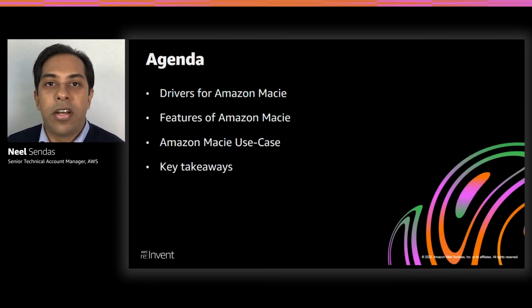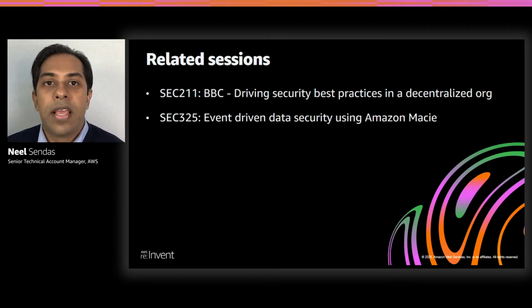So here's the agenda for today's session. We're going to talk about key drivers for Amazon Macie, some of the key features and capabilities of Amazon Macie. Now, based on feedback from customers such as yourself, we have made significant changes to the product. And I'm going to talk to you about some of those. And then we're going to look at a use case. Finally, we'll talk about some of the key takeaways. Now, here are some related sessions that you might want to check out as well.